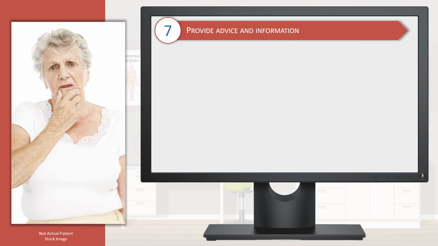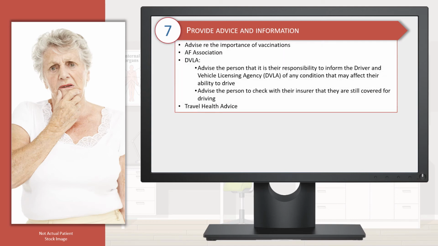Again, I think it's almost a given, isn't it, that whenever we get a patient, we should be talking to them about education and advice. Again, there's no points attached to this in the QOF, but the NICE guidance are big on education and information, which I totally agree with. So when we talk about advice, what is it that we should be mentioning? Well, again, we're going back over vaccinations, maybe mentioning the AF Association.